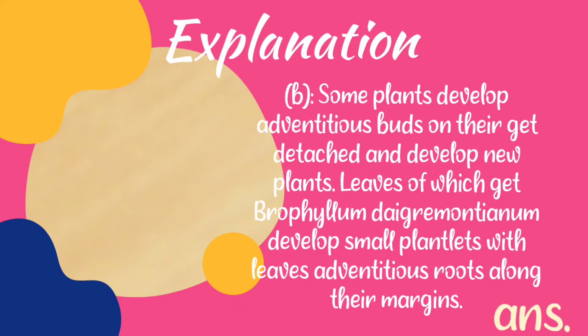Explanation. B. Some plants develop adventitious buds on their leaves which get detached and develop new plants. Leaves of Bryophyllum daigremontianum develop small plantlets with adventitious roots along their margins.